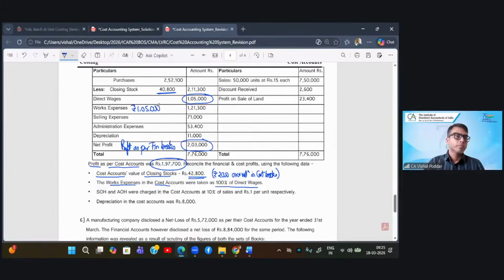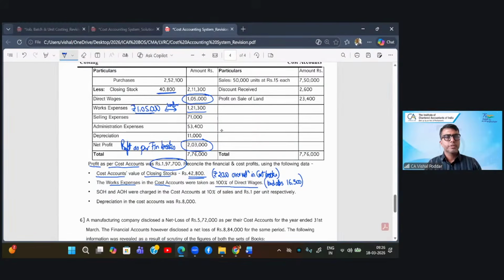1,00,000. Now, this is the costing figure. Now, costing is 1,05,000, financial is 1,21,300. This difference will lead to under absorption. So I will write over here the adjustment. How much is under absorbed over here? It is 1,21,300 minus 1,05,000. So it is 16,300. This is the under absorption.